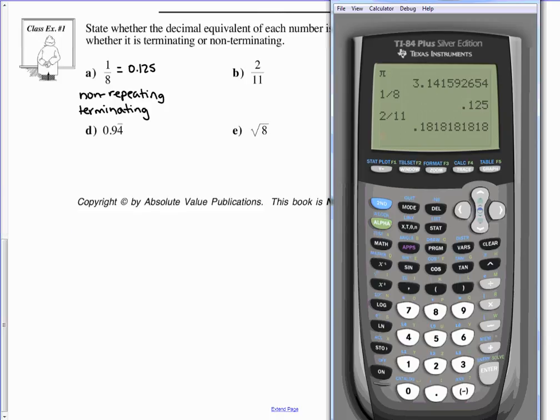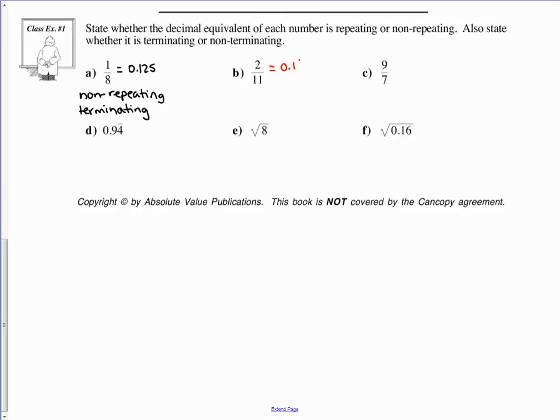So 2 over 11, that is repeating. And as long as you have a repeating decimal, you also have non-terminating. It keeps going because it's repeating.